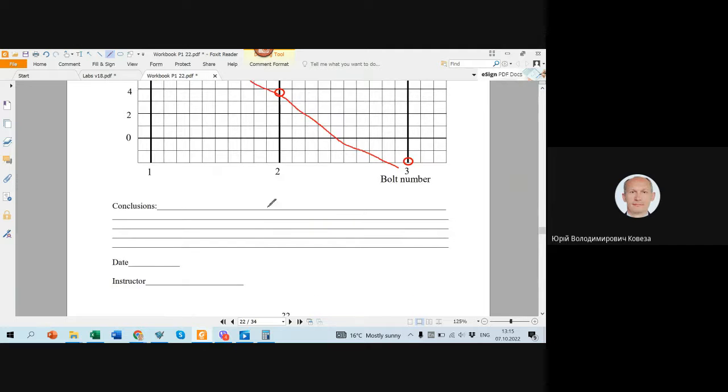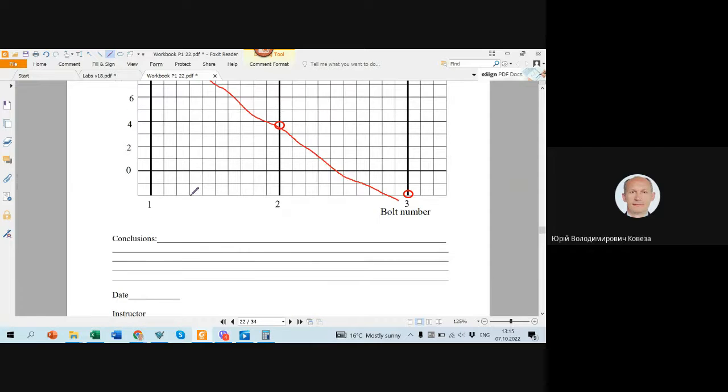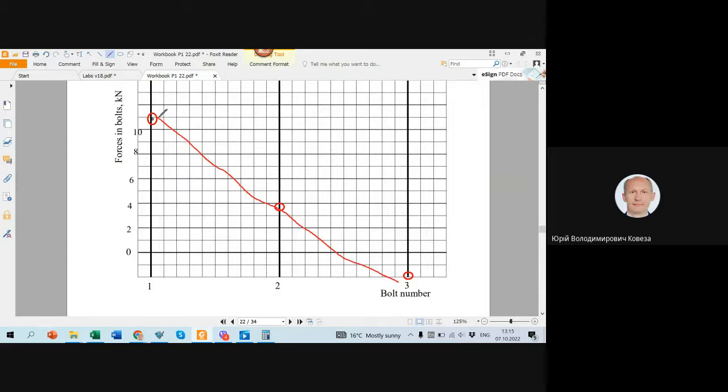Conclusions. Some words about conclusions. In the first conclusion you can write about the calculation result. Is our calculation close to the experimental or not? When you draw 3 lines, you'll see which calculation is closer to the experimental one. Which calculation better describes the state of force? It's the first.